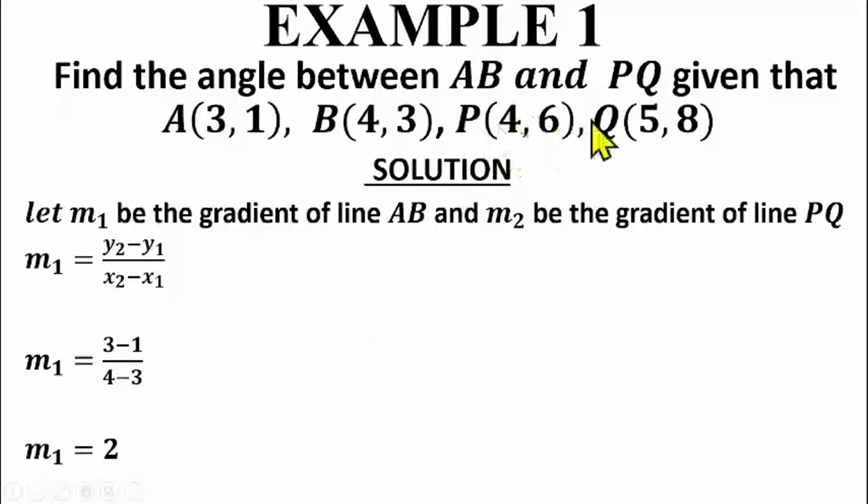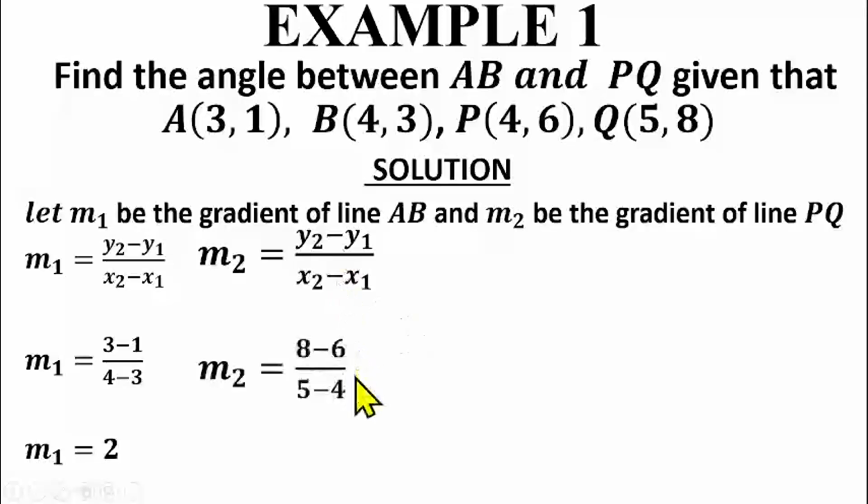Then find the gradient of line PQ, which is m2 equals y2 minus y1 over x2 minus x1. Your y2 is 8, y1 is 6, x2 is 5, x1 is 4. Put that into this formula, we have 8 minus 6 over 5 minus 4. Simplify, that gives us 2 as well. You can see that m1 is equal to what? m2. That means the two lines are parallel, if you remember.